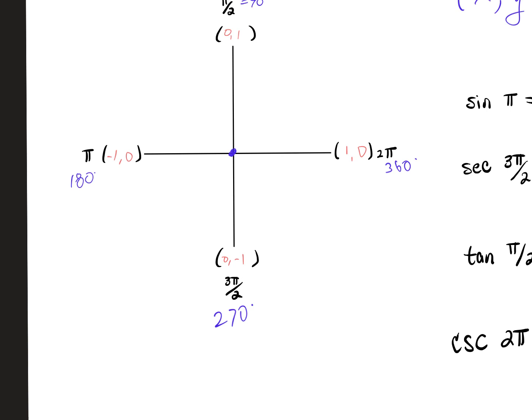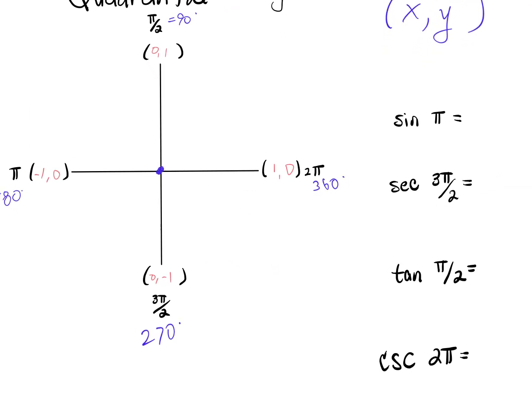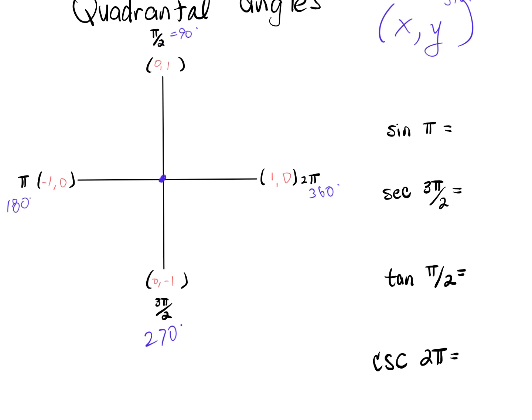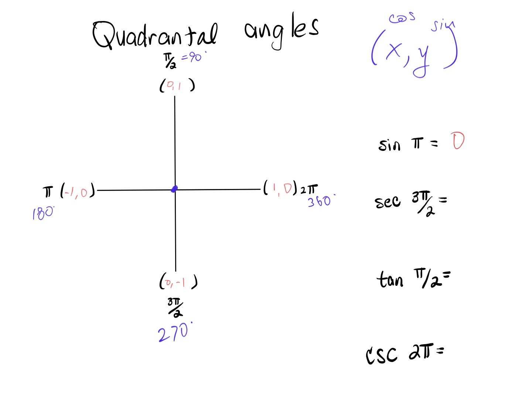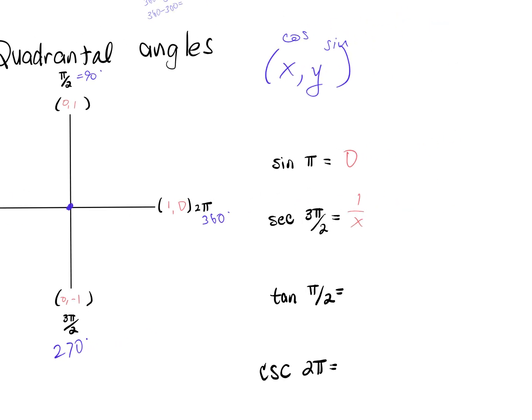So if you're asked to evaluate the sine of pi, well, think about it. We've already done this in section 4.2. Sine, if the angle is on the unit circle, is the y value. What is the sine of pi? 0. If the angle is on the unit circle, what is the reciprocal to secant? Cosine. So this is the same as 1 over x, right? So 3 pi over 2. What's the x value? 0. So 1 over 0, what's your answer? Undefined. Good.